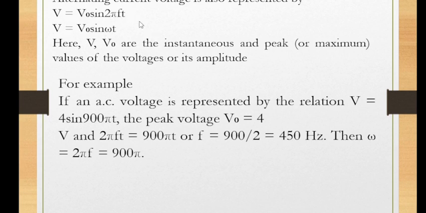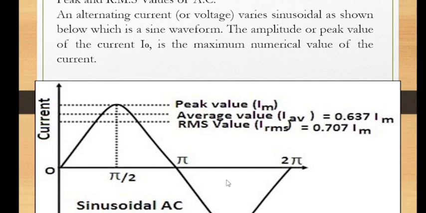V naught sine 2 pi ft, V naught sine omega t, where omega is 2 pi ft. Here, V naught is the peak or maximum value of the voltage. So V naught is the maximum voltage, while V is the instantaneous voltage. So let's check this example. If an AC voltage is represented by the relation V is equal to 4 sine 900 pi t, the peak voltage, automatically, just as I've said, let's go to our board.